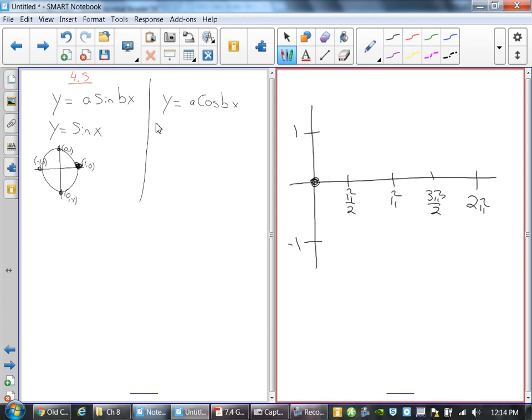So according to our unit circle, sine starts at 0 where? At 0, it's at 0. At pi over 2, what's the value of sine? Pi over 2, it's at 1. At pi, what's the value of sine? 0. And look at that.